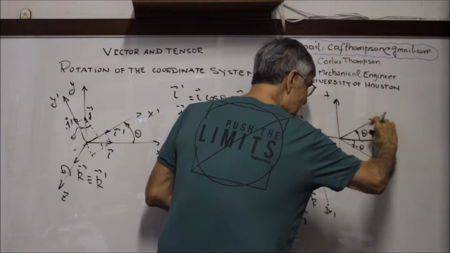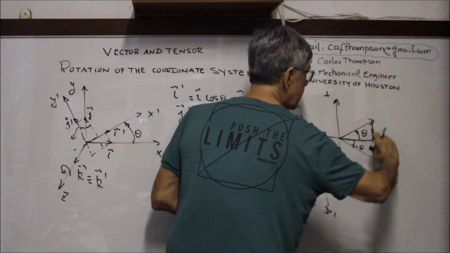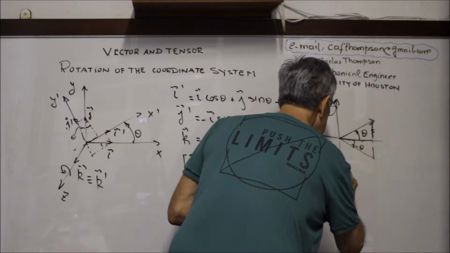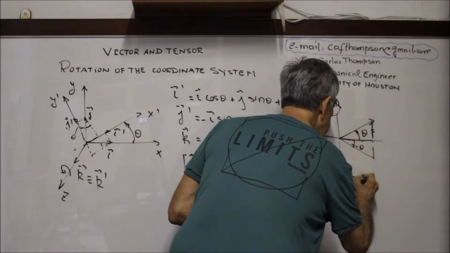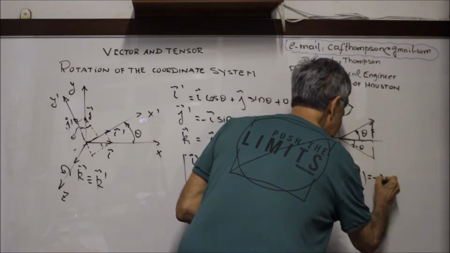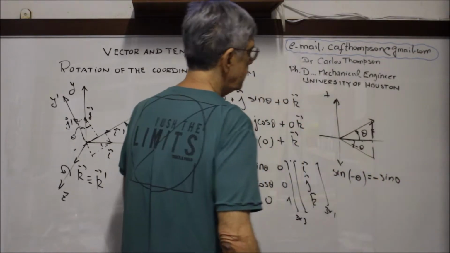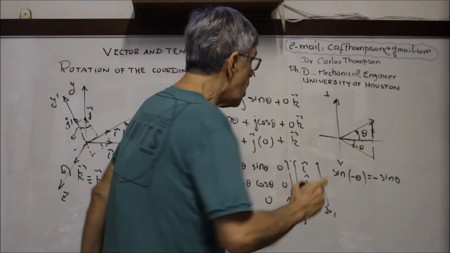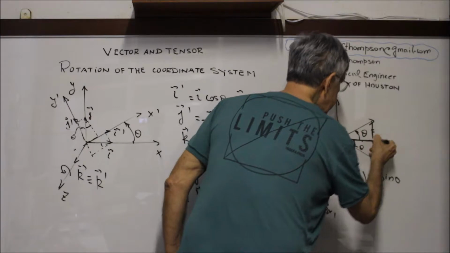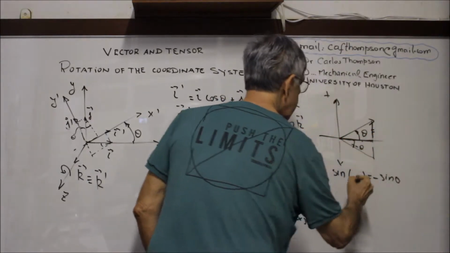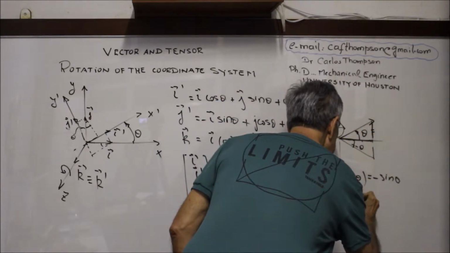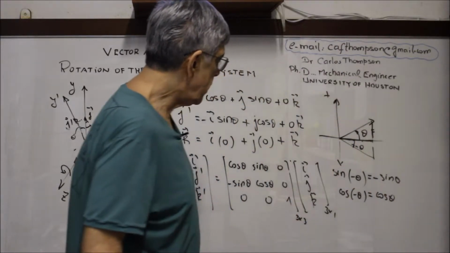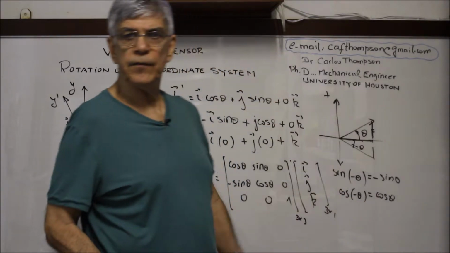So the sign of this segment is opposite of the sign of the segment. So sine of minus theta is equal to minus sine of theta. We call this an odd function. Now the cosine remains the same. Cosine of minus theta is equal to cosine of theta. We call this an even function.